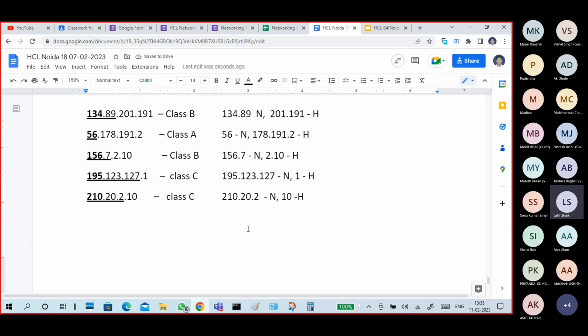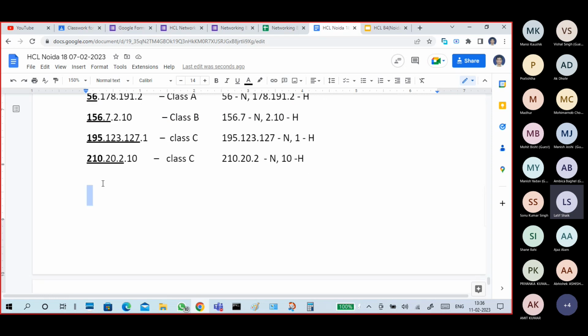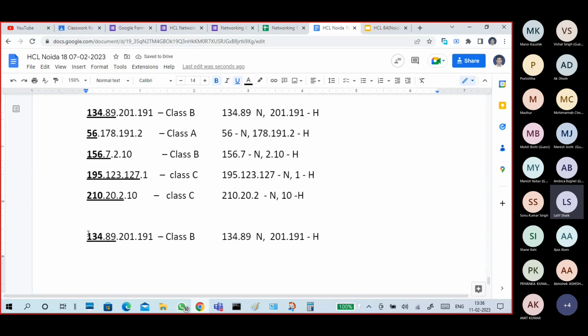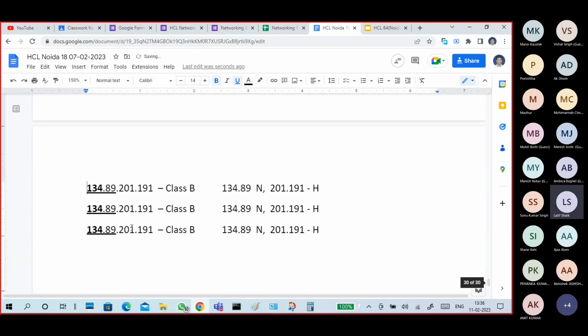So why should we know the network and host portions? It's simple. I will take one example from here. First example again. I have examples already in the PPT, and some other examples also, but I am taking similar examples. Okay, small changes.